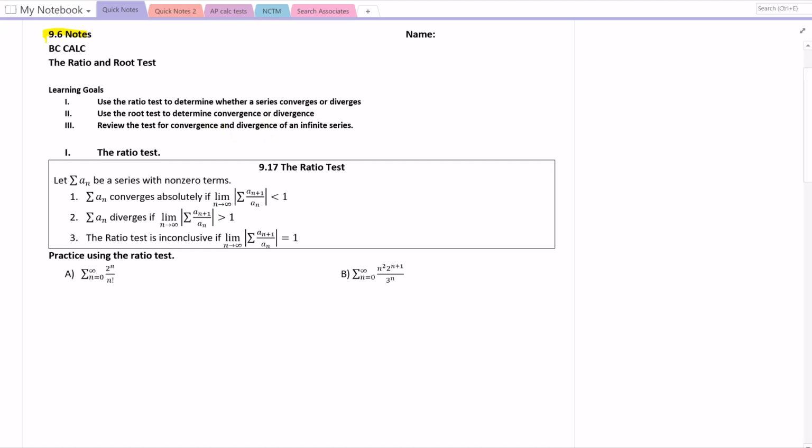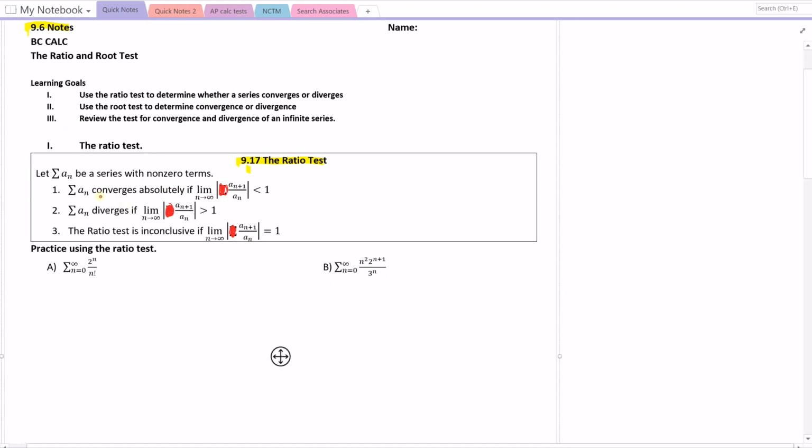All right, so the first new test we're learning is called the ratio test. I need you to go ahead and cross something out here. We don't need these summation things on the inside. We're only testing the nth term and the a to the n plus 1 term. Basically, we can tell that it converges absolutely if the limit as n goes to infinity of the absolute value of the a n plus 1 term divided by the a nth term is less than 1.